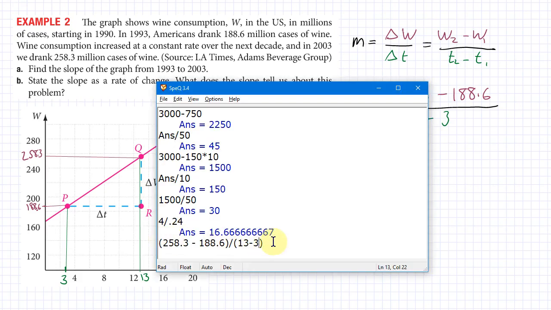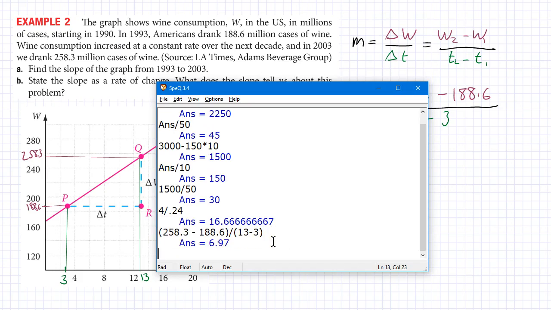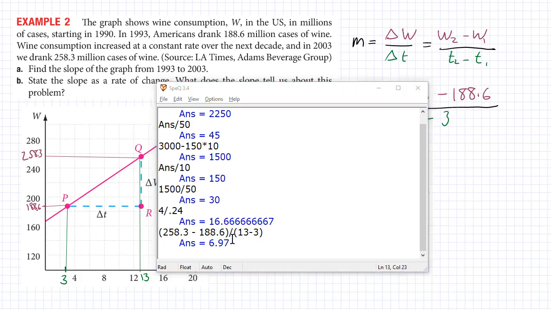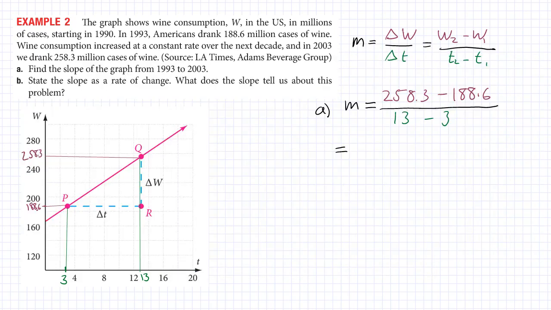Here's this row right here is what it would look like. And it comes out to 6.97 if you want to do it all in one row. So the slope of the graph is that, and that's what part A is asking for.